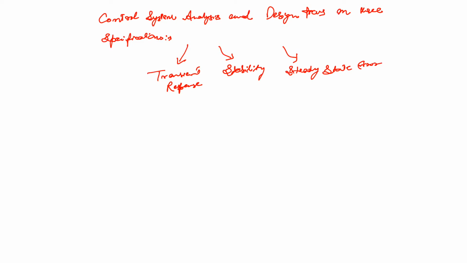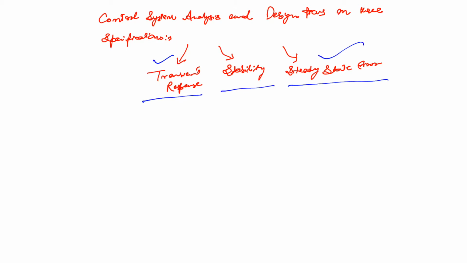Today we will start with the steady state errors. As we have discussed earlier, control system analysis and design focuses on three specifications: the transient response, stability and the steady state error. Transient response we have already discussed, and today we will discuss the steady state error.